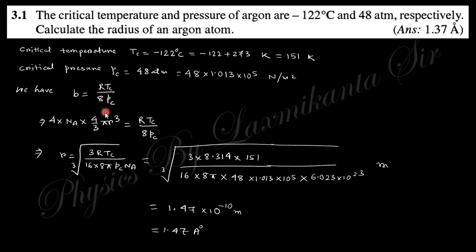You can refer to the previous lecture, right? So b equals RTc by 8Pc. b equals again 4 N_A times 4/3 pi R cubed, the volume of this molecule, right? So just rearranging them, you can find out the value of R. The expression of R is 3RTc by 32 pi Pc N_A. So R is this, Tc is given, 151 Kelvin. Pc is 48 atmospheric pressure converted into SI unit, and then N_A is the Avogadro number. So you put these values in the calculator, you can easily find out the radius of the argon atom.